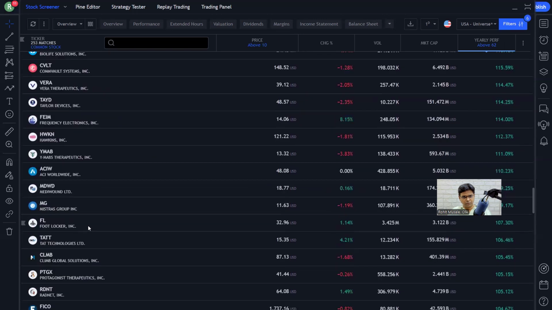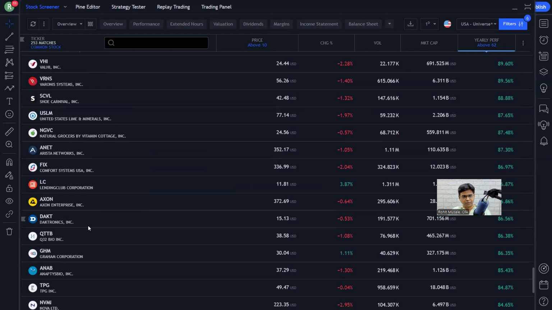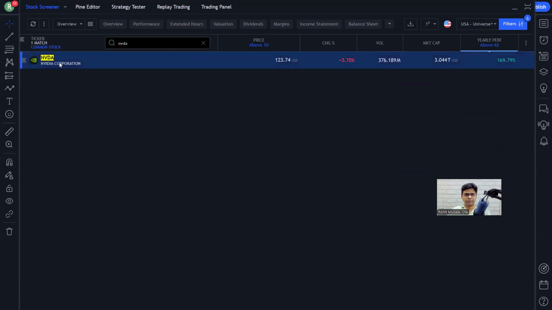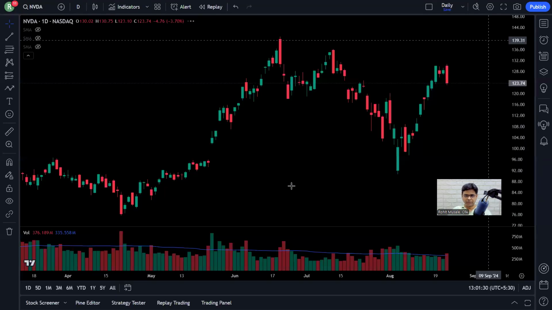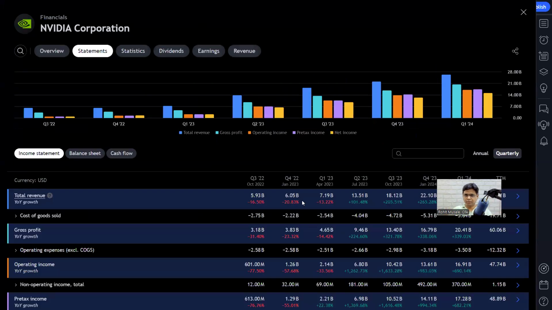So let me scroll down. Let's see if we have NVIDIA here. NVDA. Yes, NVIDIA is here. So let's go to the NVIDIA chart. So this is NVIDIA. It comes in that list because NVIDIA has done well. So if I go here, I click on these three dots, I click on financials. TradingView is giving you all the information, by the way.